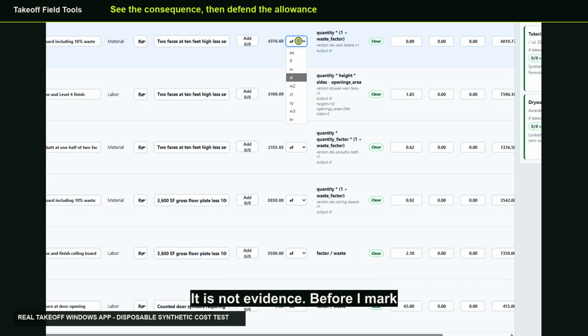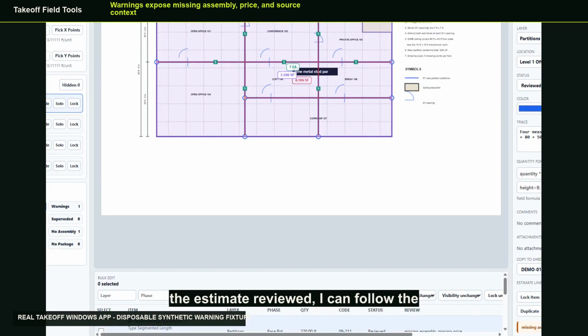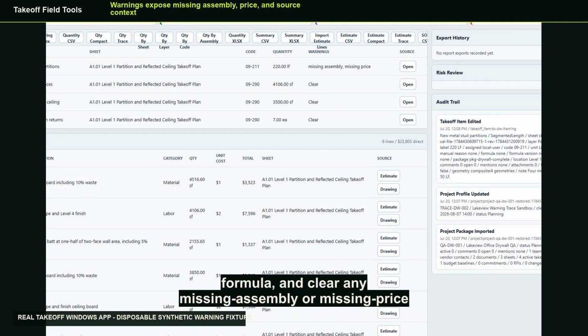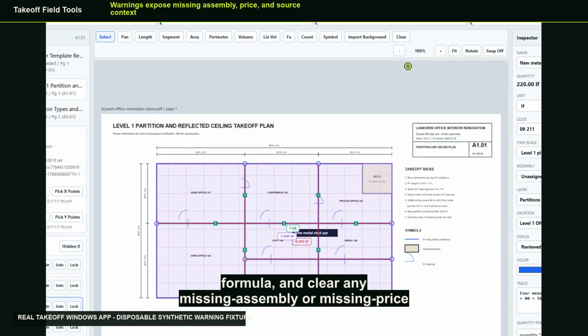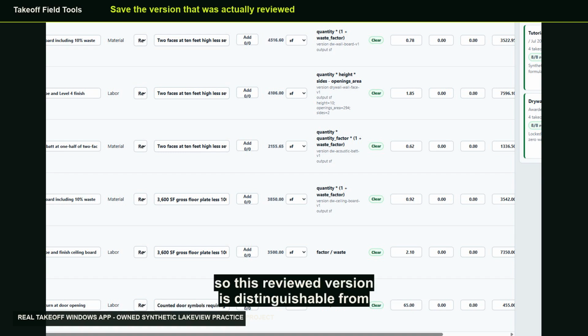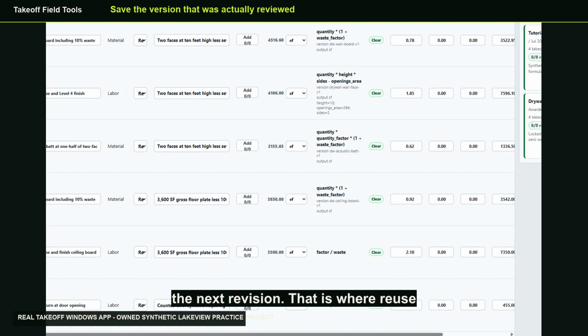It is not evidence. Before I mark the estimate reviewed, I can follow the line back to the drawing, inspect the formula, and clear any missing assembly or missing price warning. Then I save a named checkpoint so this reviewed version is distinguishable from the next revision.